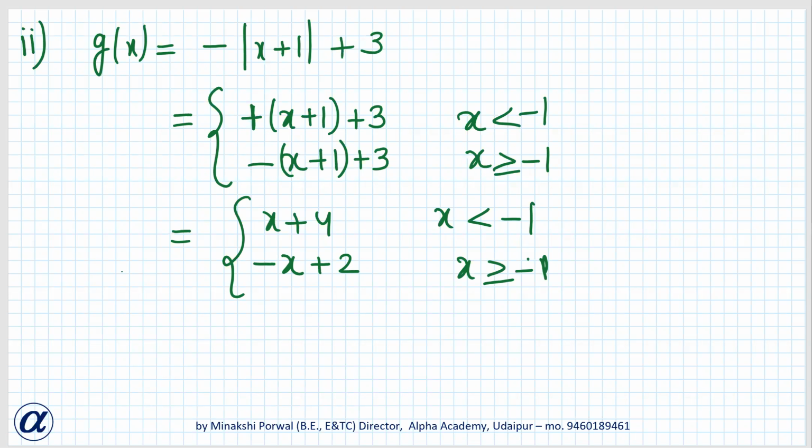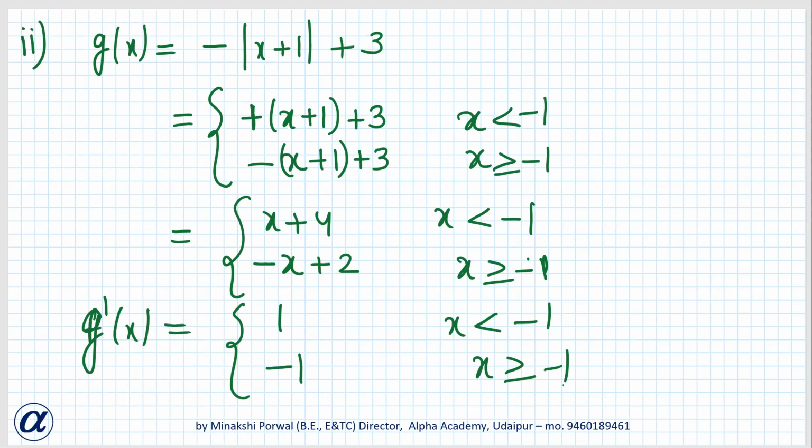Okay, so when we find g dash x, the function is not differentiable at -1. It is continuous at -1, but it is not differentiable at -1. So except -1 we can differentiate it. g dash x equals to 1 and -1 for x less than -1 and x greater than -1. So the slope of the function is changing from positive to negative at x equals to -1. Okay, so what is this point? Maxima.